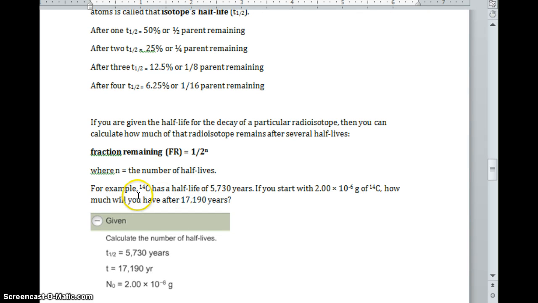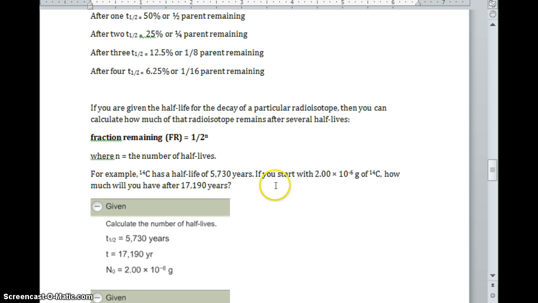For example, carbon-14 has a half-life of 5,730 years. If you start with 2.00 times 10 to the negative 6 grams of carbon-14, how much will you have after 17,190 years? List what you know. You know how much time has gone by is 17,000 years. The half-life, or the time it takes for the amount to be divided in half, is 5,730 years. And the amount of substance that you have is 2 times 10 to the negative 6 grams, which you might want to put in your calculator just as a decimal. And so let's double check.